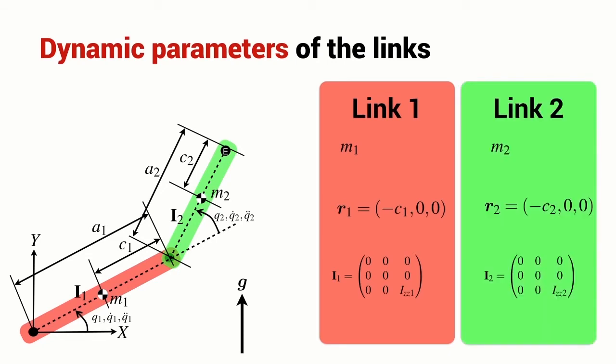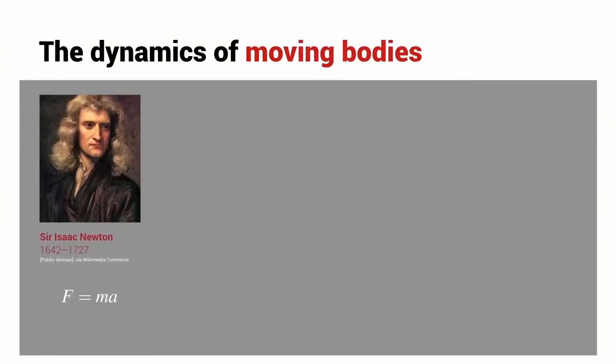For link 2, it looks somewhat similar. These are the dynamic parameters of each of the links, sometimes referred to as the inertial parameters of the links. When it comes to describing the dynamics of moving bodies, there are a number of different approaches that we can take. One of the most common, of course, is Newton's second law, F equals ma, which relates the force applied to the body to the acceleration that it experiences as a function of its mass.